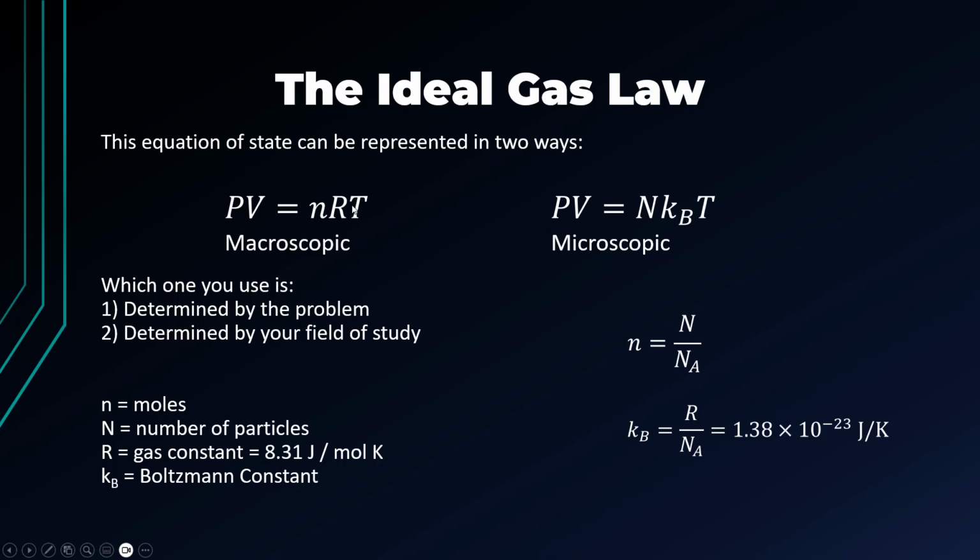Now, which one you use is really determined by the problem, right? If we're looking at something macroscopically, or if it gives me the number of moles, generally I'm going to use PV equals nRT. If I am looking at something microscopically, or I'm given the number of particles, I'm going to use PV equals N times the Boltzmann constant times T. Also, your field of study can dictate which one of these equations you want to use.